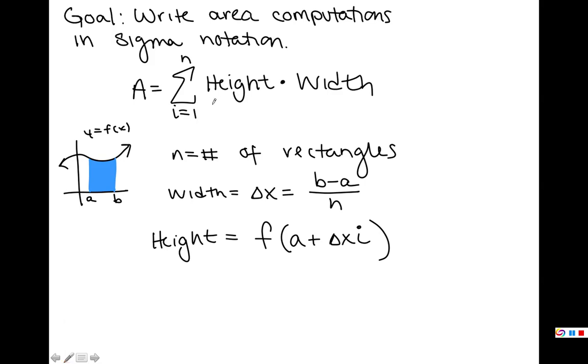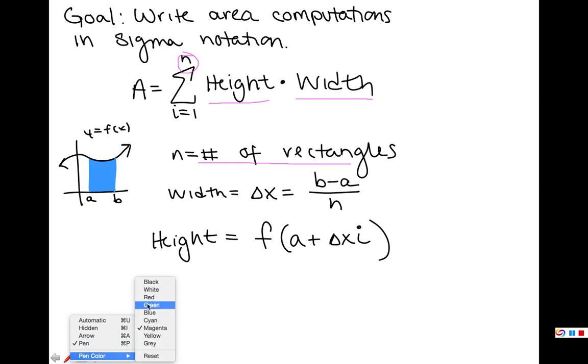So first of all, we know that the area is going to be the height times the width, and we're going to have to add those areas up. So I have the sigma to indicate I'm adding, and I'll be adding from 1 to n, where n is the number of rectangles. Okay, so we're adding up however many rectangles we have, height times width. The width is what we call our delta x, this right here.